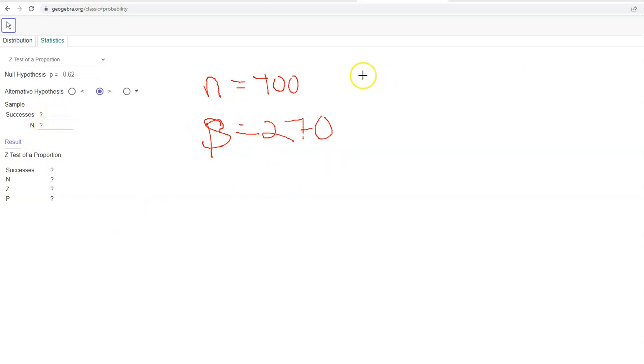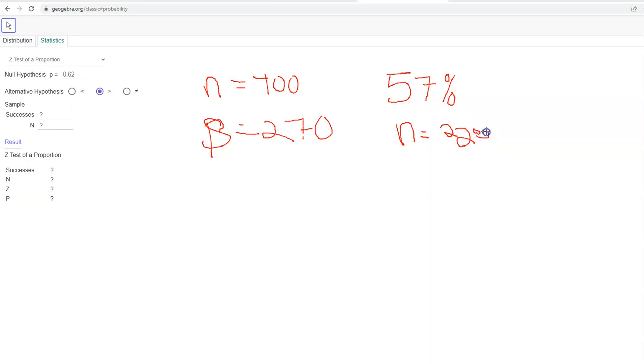But maybe they'll say, we had 400 people and we found that 57% of them owned cats. Well, in that case, you need to take 57% times 400 to get the number of successes. So if I take 400 times 0.57, I get 228. So if I told you a percentage, you'd have to multiply to get that. So that would be 228.